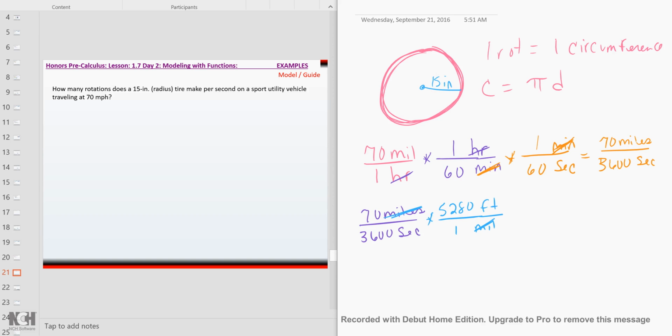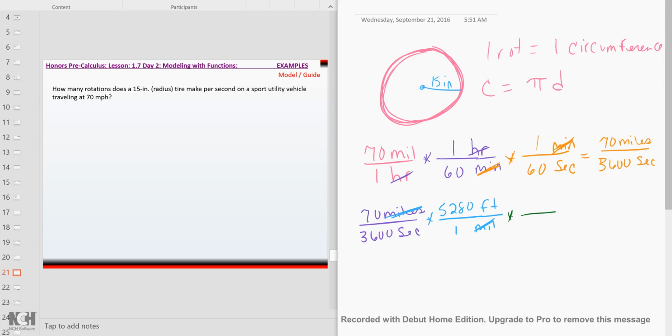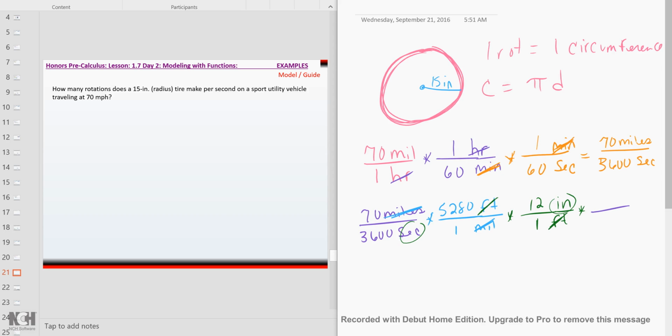Well, I can do that. If I don't want feet, I'm going to put feet on the bottom and inches on top. And there's 12 inches in 1 foot. So feet cancel feet, and now I'm in inches per second. I don't want inches, so I'm going to have to get rid of inches. So I put inches on the bottom.